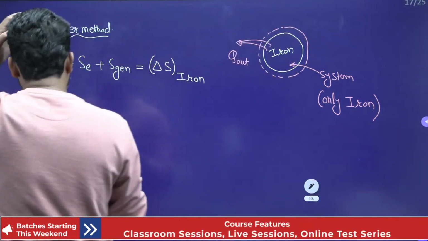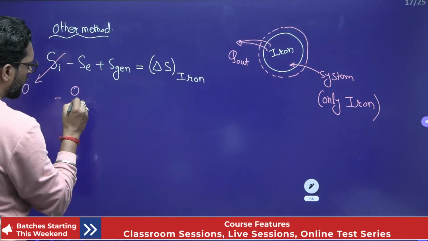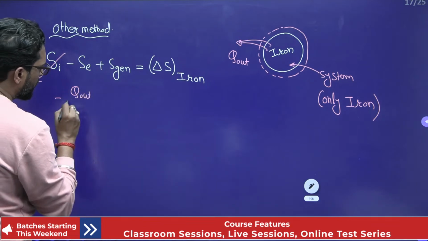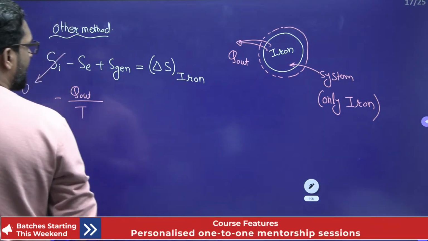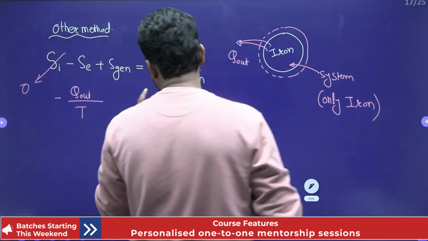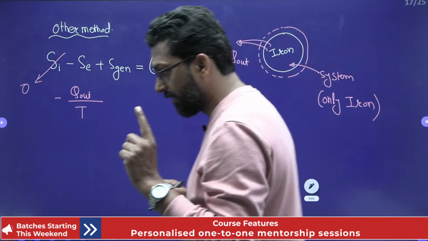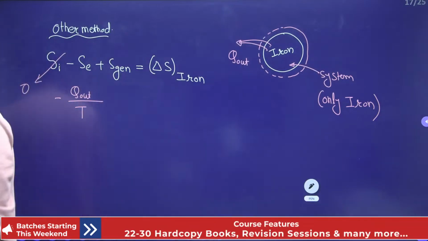So exit is minus Q out. And what is the system boundary temperature? This system boundary temperature T is what we have to see, my dear. This is very important, I am telling you. What is the system boundary temperature?